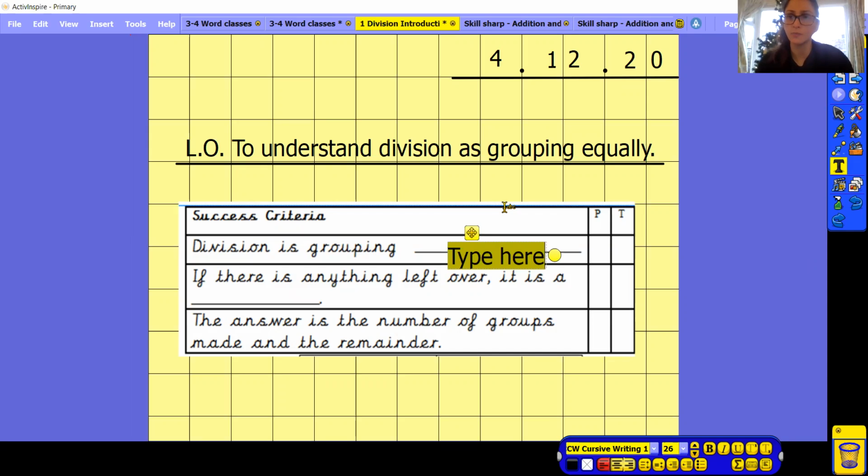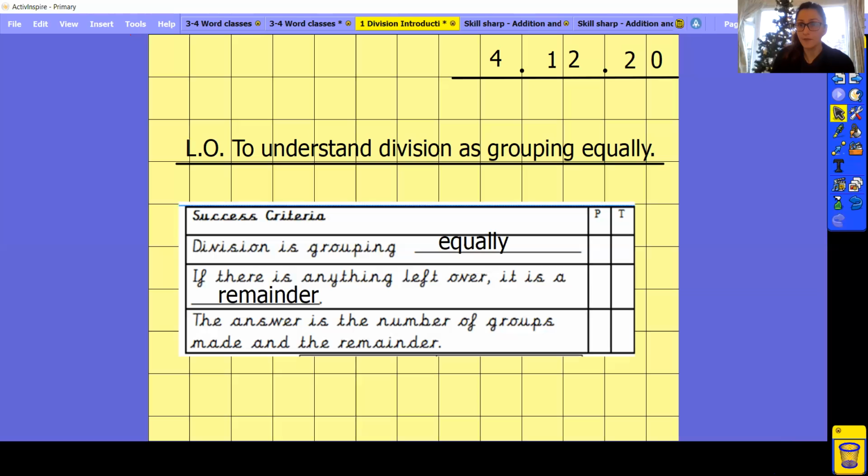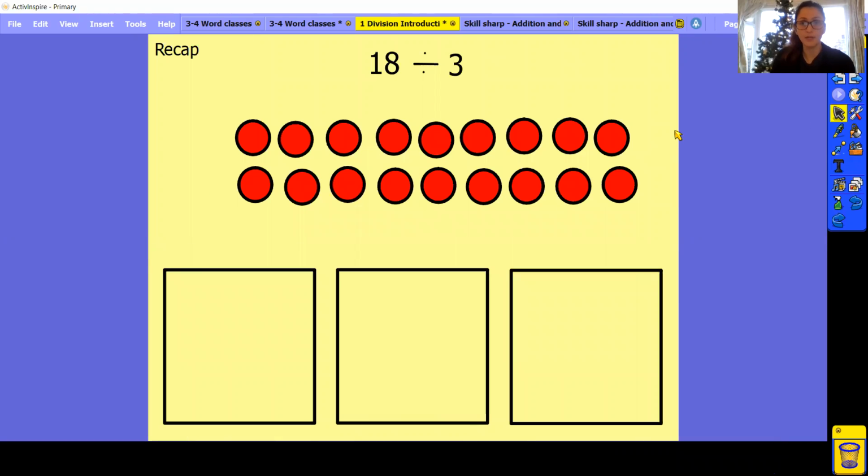So division is grouping. What is division? Grouping in a, have a think. Well done if you said equally. So division is grouping equally. There's the same amount in each group. If there's anything left over, it is a remainder. Anything left over is a remainder. The answer is the number of groups made and the remainder, if there are any. So here, we're just recapping from yesterday.